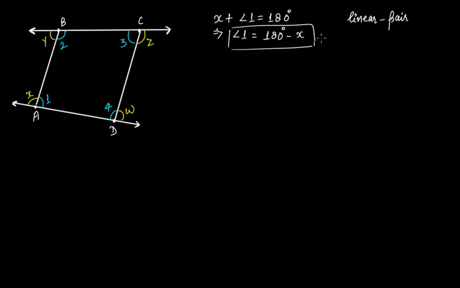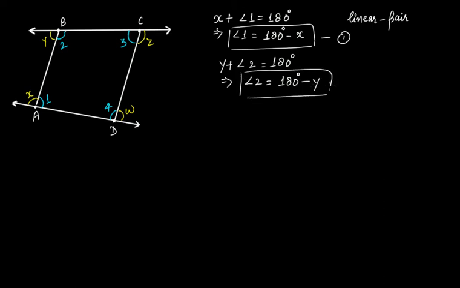From vertex B, Y plus angle 2 is equal to 180 degrees, and from here you get angle 2 is equal to 180 degrees minus angle 2. Sorry, angle Y. Let this be equation 2.